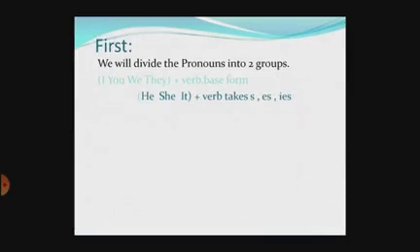Okay, let's divide the pronouns into two groups. The first group will be I, you, we, they, or any plural noun. The second group will be he, she, it, or any singular noun. If the subject of a sentence is I, you, we, they, or any plural noun, the verb should come in the base form. If the subject of a sentence is he, she, it, or any singular noun, the verb should take s, es, or ies.